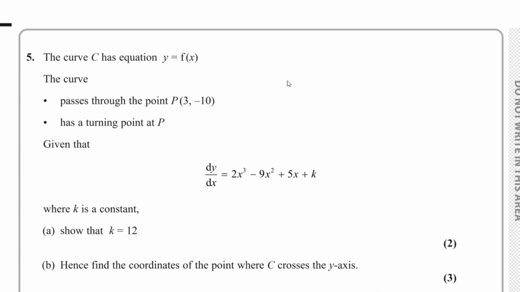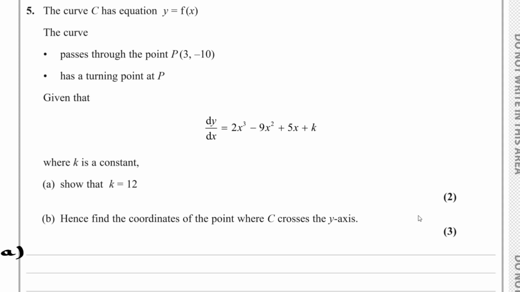Question number 5. The curve C has equation y equals f of x. The curve passes through the point P with coordinates 3, negative 10, and it's got a turning point at P. We're given that dy over dx is equal to 2x cubed subtract 9x squared plus 5x plus k, where k is a constant. For part A, we have to show that k is equal to 12.